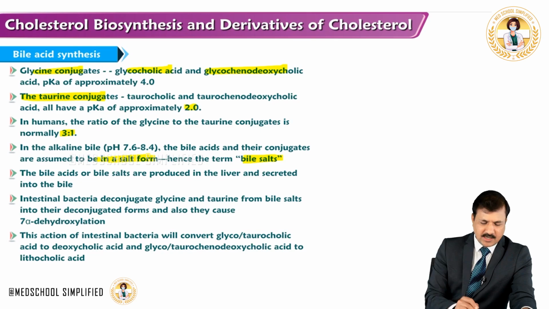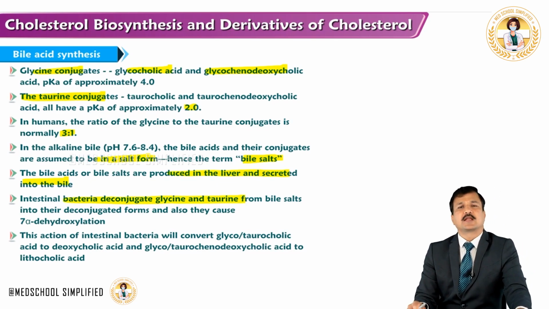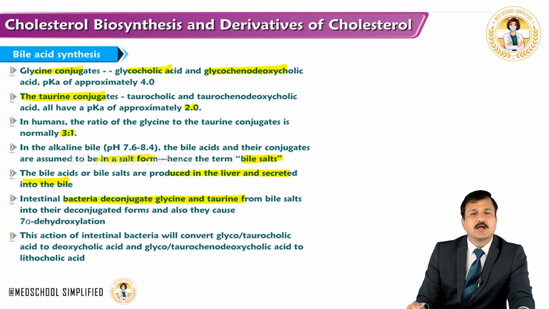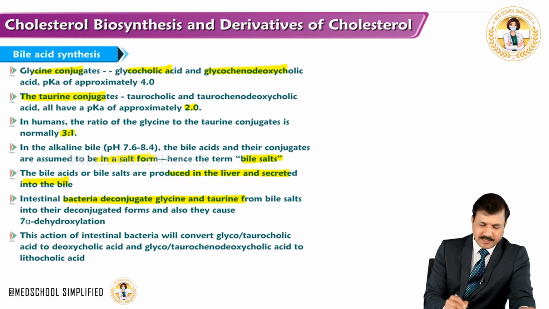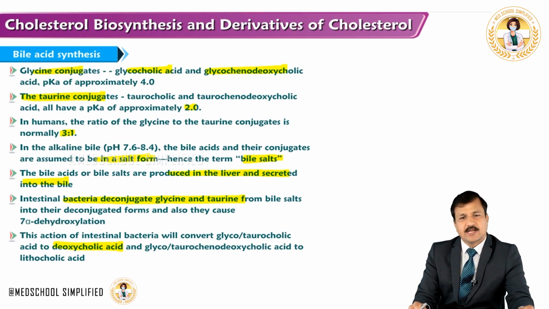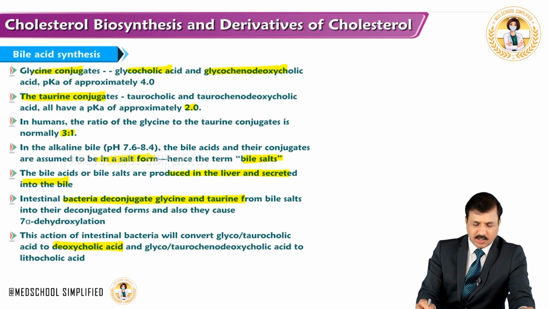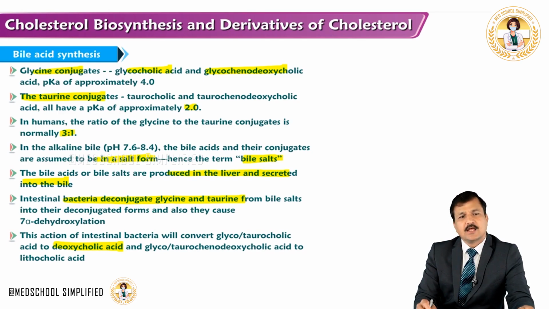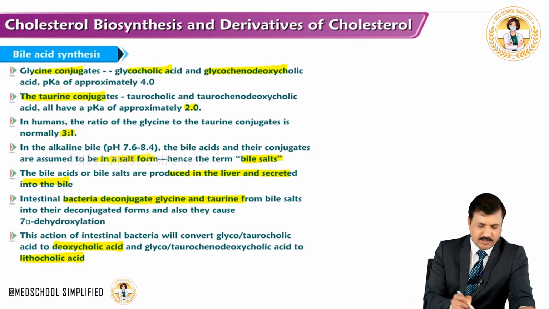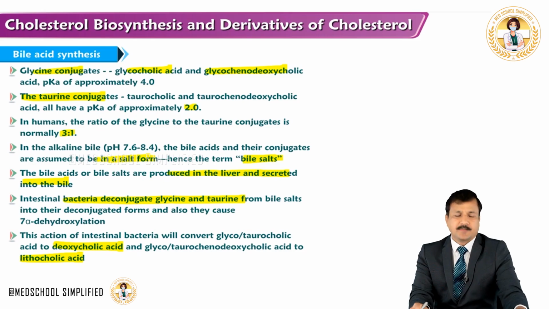The bile acids or bile salts are produced in the liver and secreted into the bile, and in the intestine the bacteria are going to deconjugate glycine and taurine and further dehydroxylate these molecules. The action of intestinal bacteria will convert glyco or taurocholic acid into deoxycholic acid, which is a secondary bile acid, and glyco and taurochenodeoxycholic acid will be converted into lithocholic acid. That's a secondary bile acid.